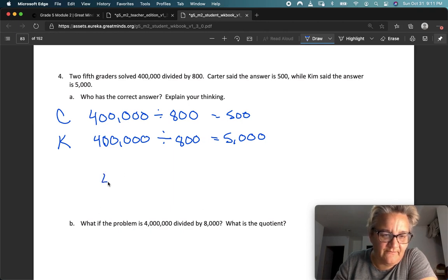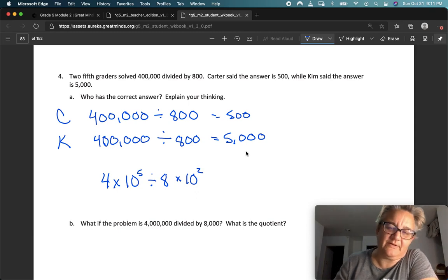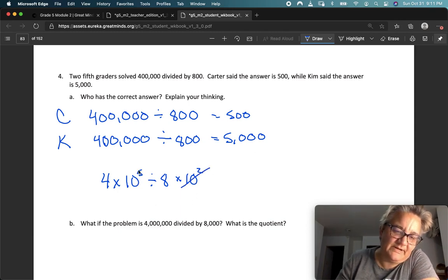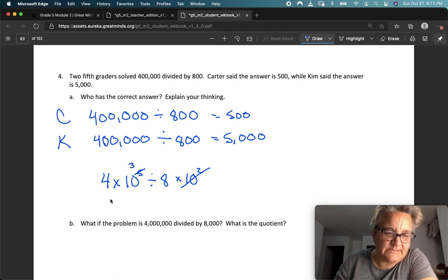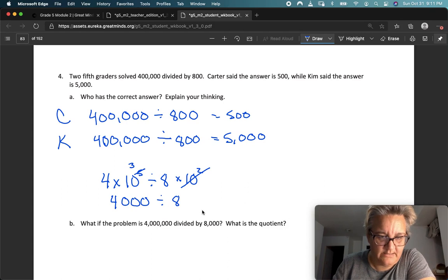Let's say 400,000 would be 4 times 10 to the 5th divided by 8 times 10 squared. Okay, so if I take this away, over here I'm left with 3, right? So 4, 10 to the 3rd divided by 8. Okay, so 4,000 divided by 8. What I really just did was, and I took more steps than I needed to, I just took a 0 here, and then a 0 here, a 0 here, and a 0 here. So what I was left with was 4,000 divided by 8.